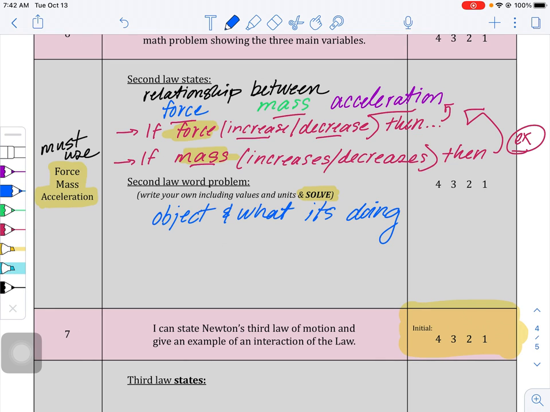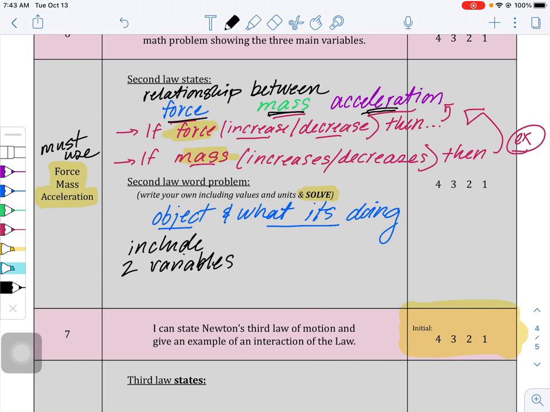So we had a couple last week in the notes about like the Batmobile or about Brett Favre. We had a helicopter, we had a boat. It could be an animal. So whatever the object is, give a little explanation to what it's doing, and then you're going to include two variables in your word problem.